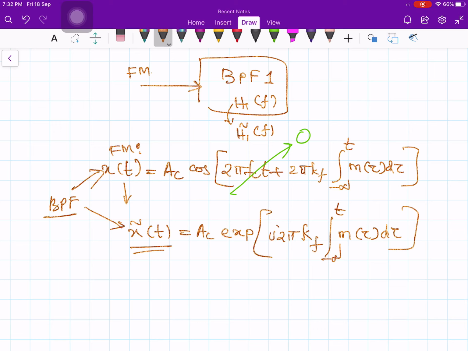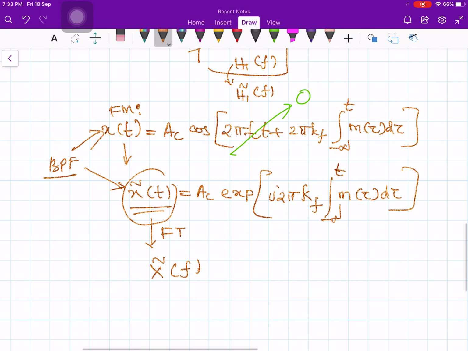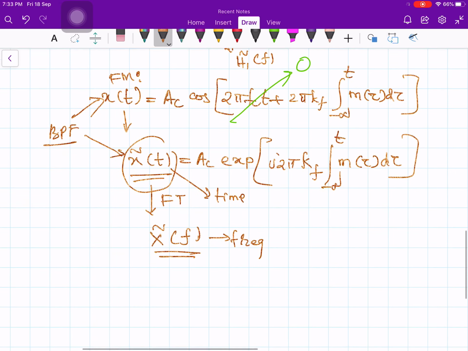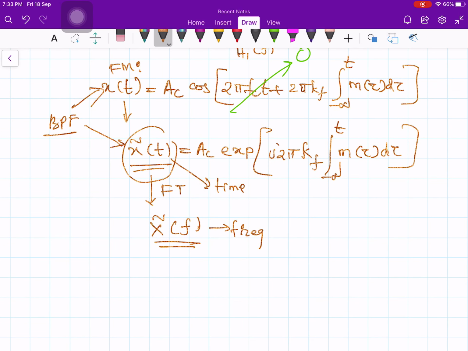Now if you take the Fourier transform of this, you will get a capital X tilde of f. Let's say this x tilde of t has some spectrum denoted by x tilde of f. This is the time domain description and this one is the frequency domain description. Both are the same. So the Fourier transform of x tilde of t is x tilde of f. Let us not try to find the Fourier transform explicitly, let us just assume it is x tilde of f.